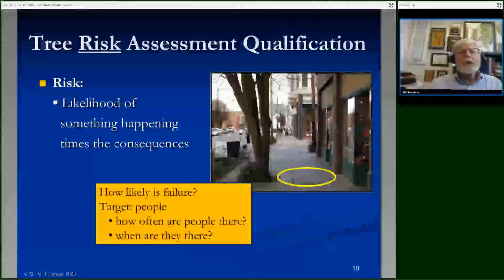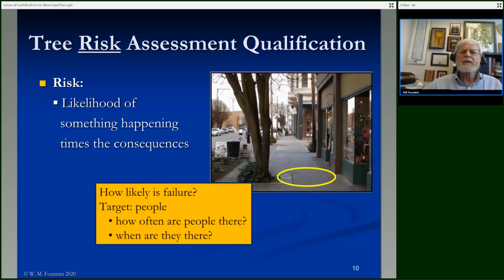So as we look at our qualification, the tree risk assessment qualification, risk is defined by risk managers as the likelihood of something happening times the consequences. And this is one of the things that we really stress: the likelihood that something is going to happen times the consequences.